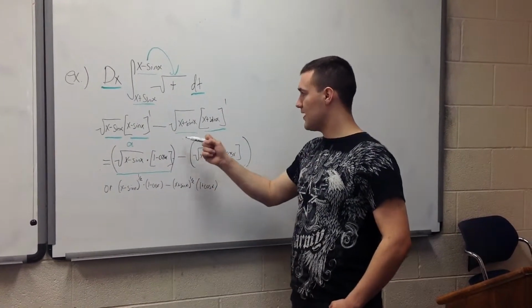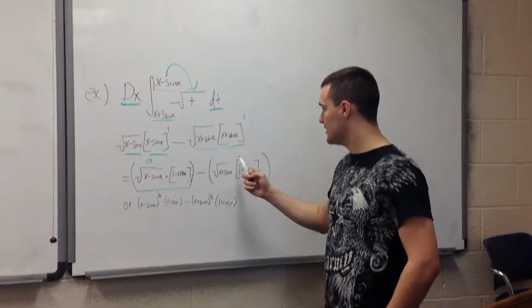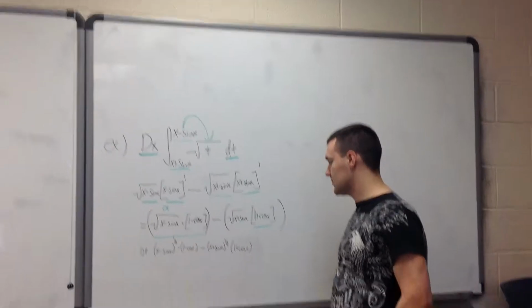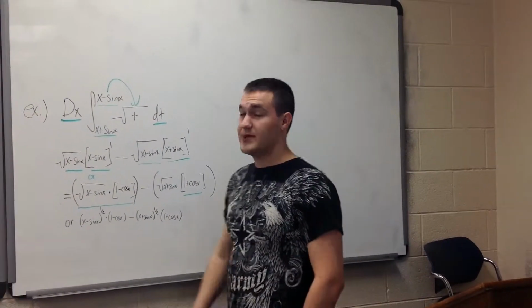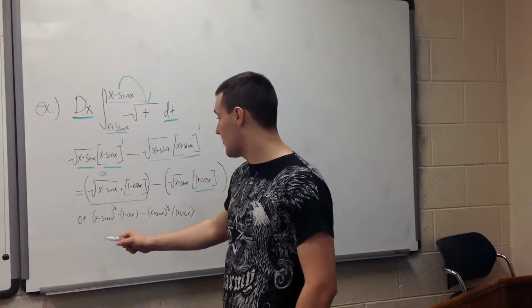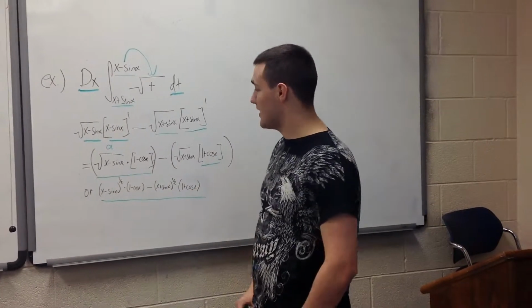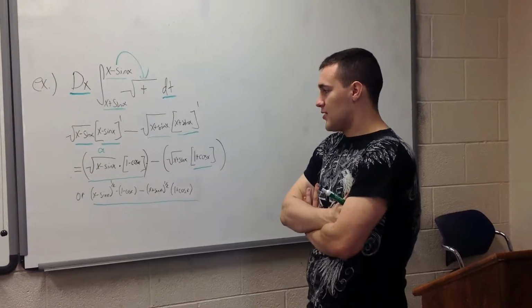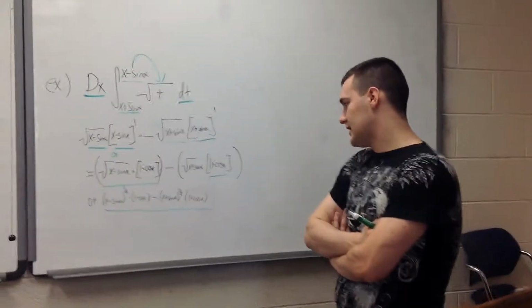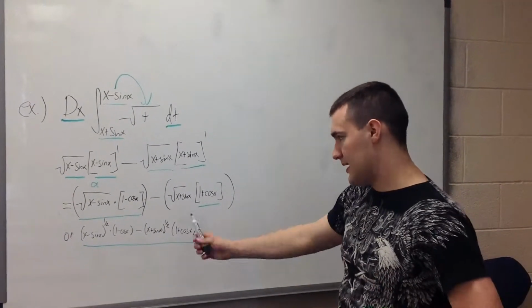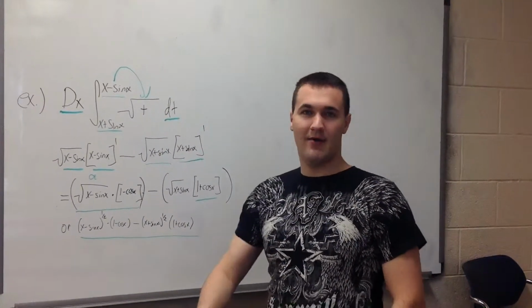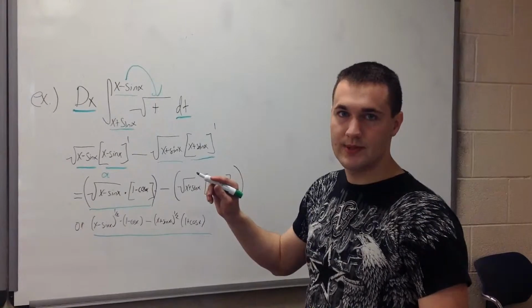Then you do the same thing with your base a: plug that in, take the derivative, and you find your derivative here to be 1 plus cosine x. You can actually rewrite this whole thing with the square roots as parentheses x minus sine x to the half power times 1 minus cosine x, minus x minus sine x to the half power times 1 plus cosine x. That half power is just showing the square root symbol.